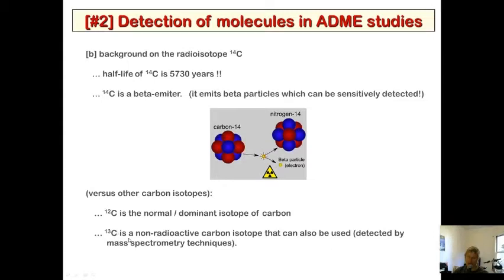It's non-toxic. And so C13, you can detect C13 using mass spectrometry, and so that is kind of cool. It has a special type of mass spectrometry that can detect C13, and since it's non-radioactive, people maybe like to use C13 as another option instead of C14.